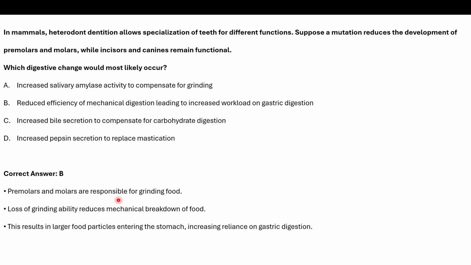Because premolars and molars are responsible for grinding and chewing the food, and loss of grinding ability reduces the mechanical breakdown of food, which results in larger food particles entering the stomach, hence increasing the reliance on gastric digestion.